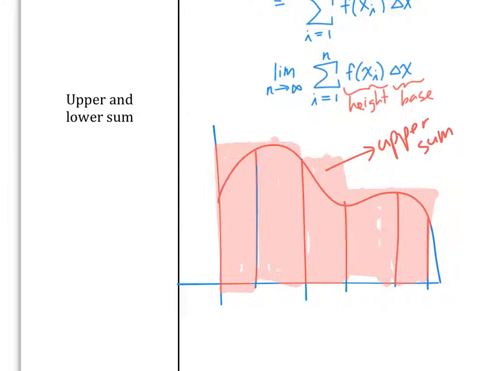The lower sum is the lowest point that you can get. So within the first interval, take the lowest point. The second interval, take the lowest point. Again, it doesn't have to be the endpoints. It could be somewhere in the middle. Third one, take the lowest point. Fourth one, take the lowest point. And the fifth one, take the lowest point. Okay, this is called the lower sum.